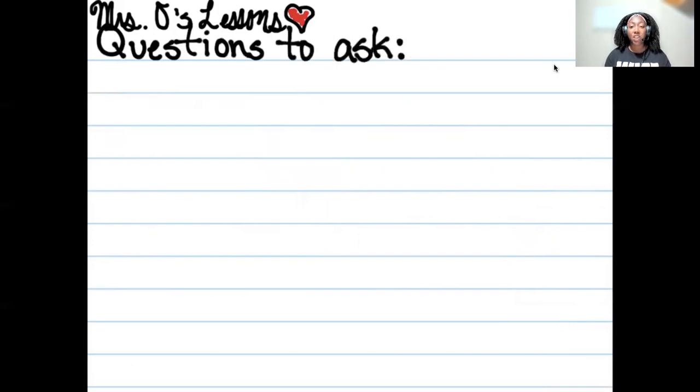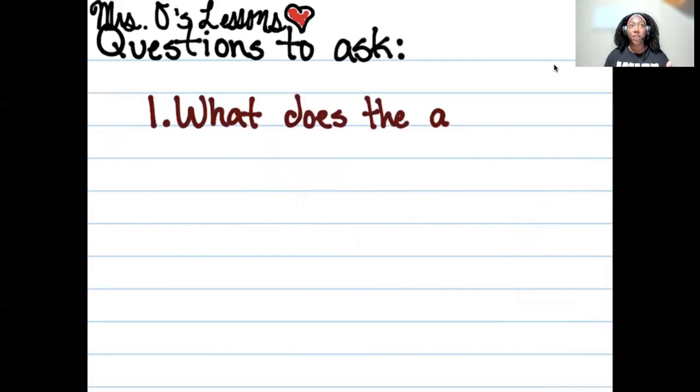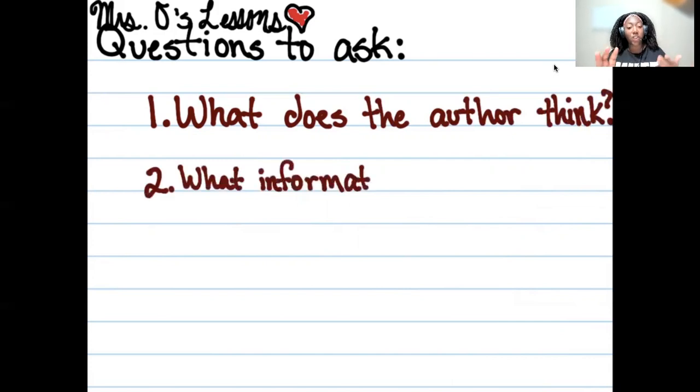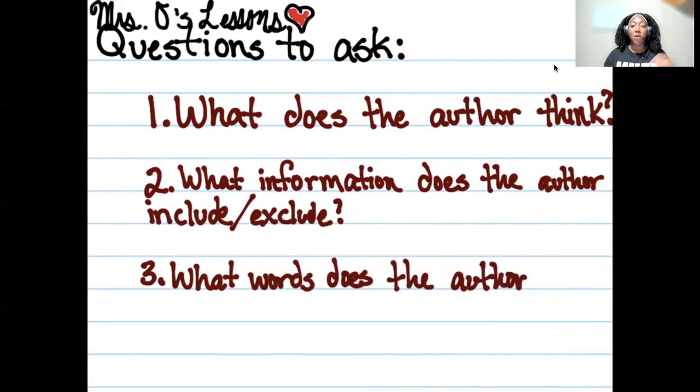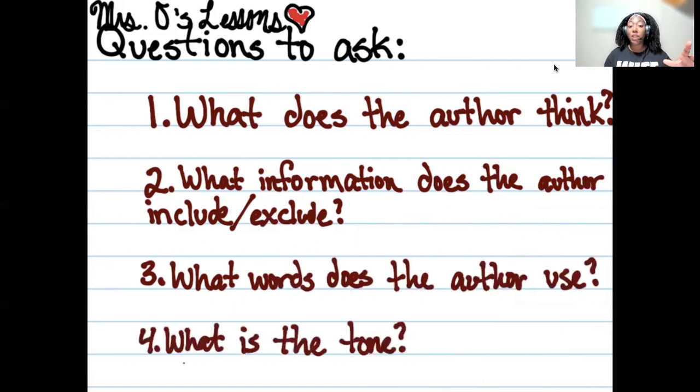So, questions to ask yourself as you're trying to figure out not just if it's persuasion or information or entertainment that the writer is giving you, but look at these questions to get a deeper understanding. What does the author think about what they're talking about? What are their opinions on that information? What information does the author include or exclude? Do they do that strategically? Is it on purpose? What words does the author use, and what connotations does that bring about?